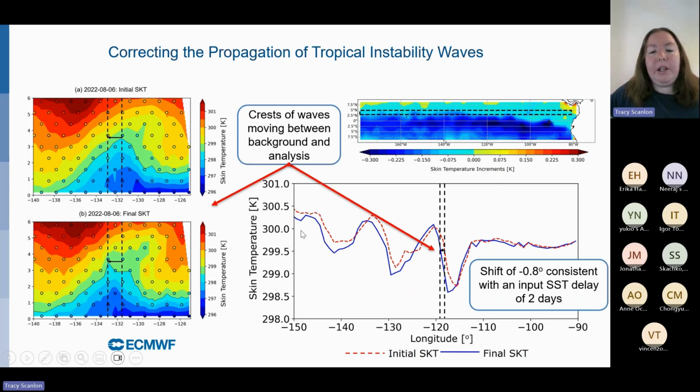But if we look at this across a month, we can average this, and we find that we have this red initial skin temperature here and the blue final skin temperature. And we find that there's a shift in the waves of about 0.8 degrees to the west. If you assume that these are moving at 1,000 kilometers a day, this is consistent with an input SST delay of about 2 days in the products, which is about the difference between what is coming in and when it's used, which can be somewhere between 27 and 69 hours. So this demonstrates that our skin temperature is being updated how we expect it to be.